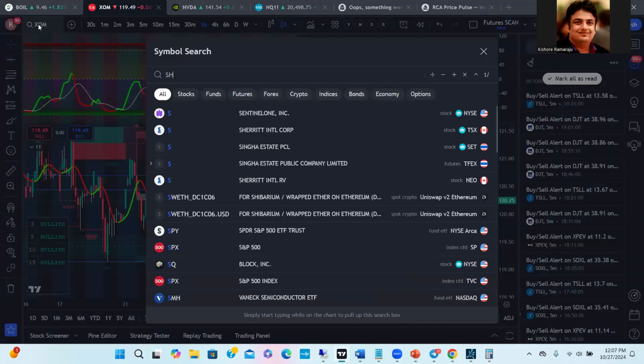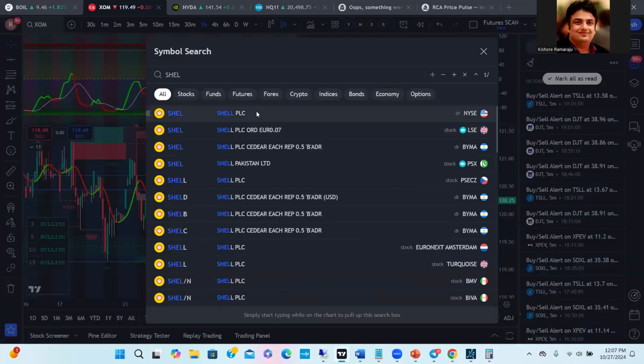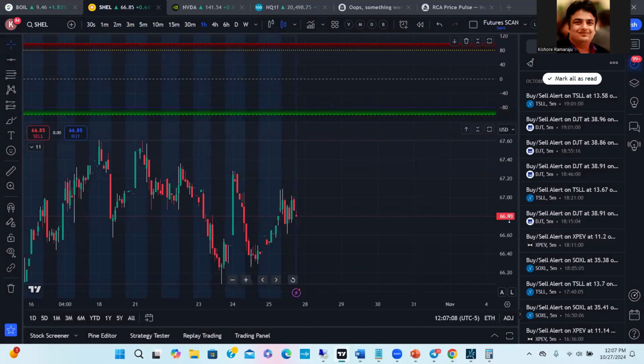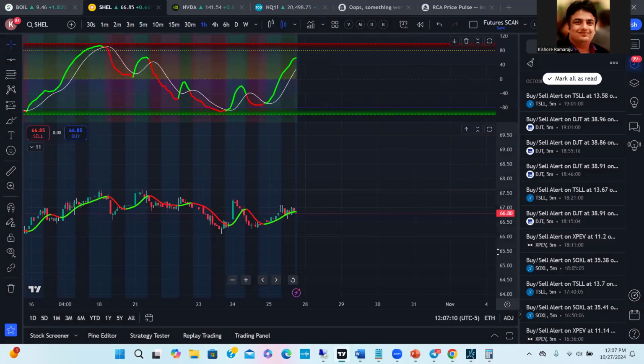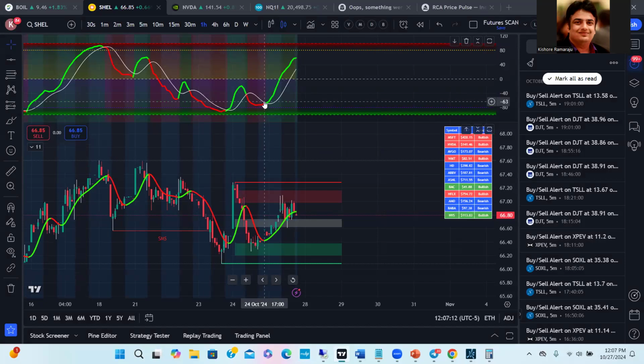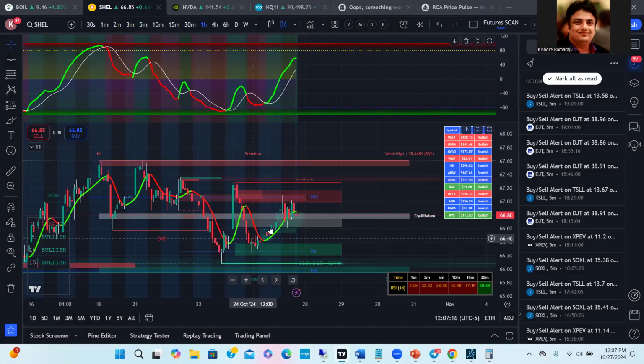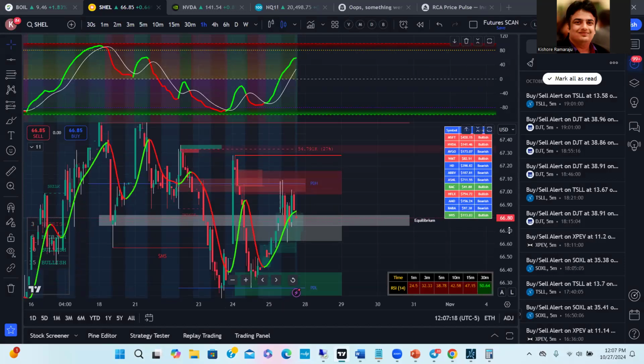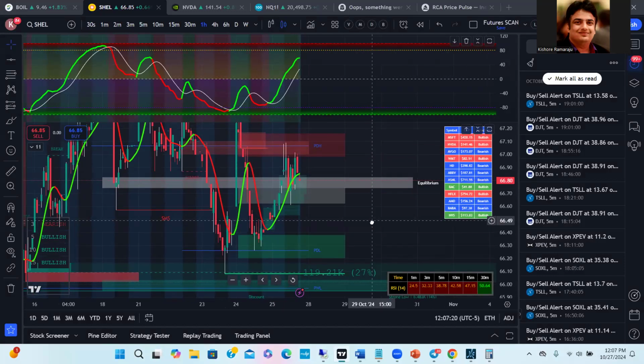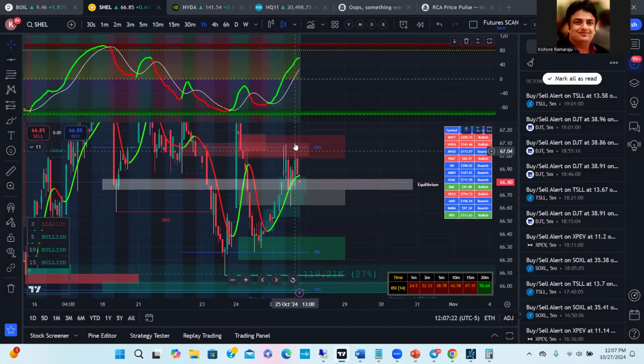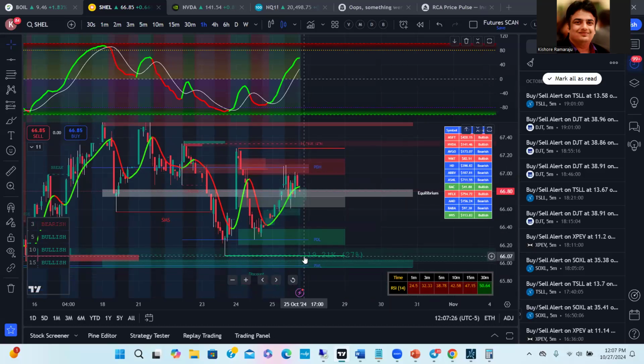Or let us look at Shell. One thing you see is that all of these are in an uptrend. This one is already at a premium. If Shell comes back to somewhere here, I can do a bull put spread.